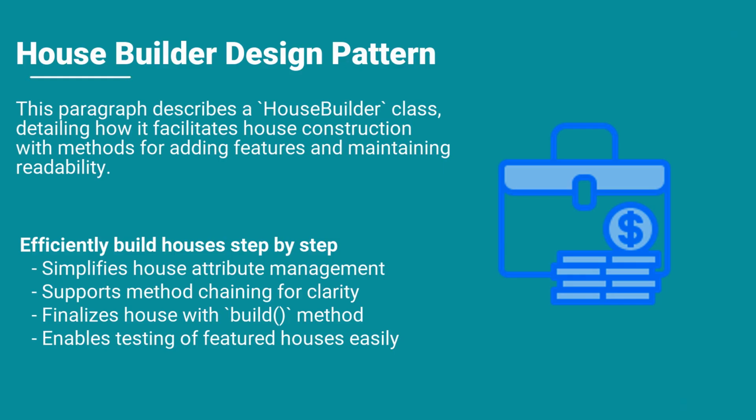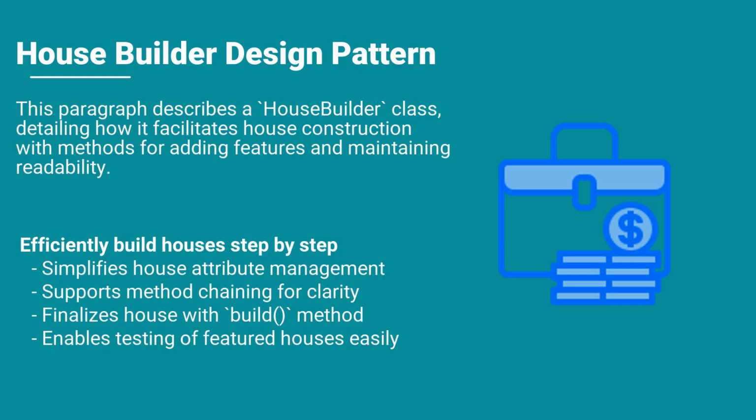We then add methods such as addGarden and addGarage, which allow us to update the state of the house builder instance by including additional features. These methods return the builder instance itself, facilitating a smooth method chaining process for step-by-step house construction. After configuring the house with the desired features, we finalize the construction by invoking the build method. This method creates a new house instance based on the builder's current state. This approach significantly improves code readability and maintainability, enabling the clear and systematic construction of complex objects like houses.